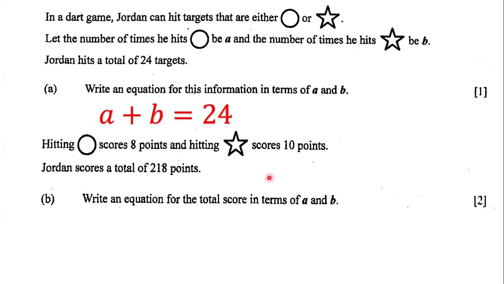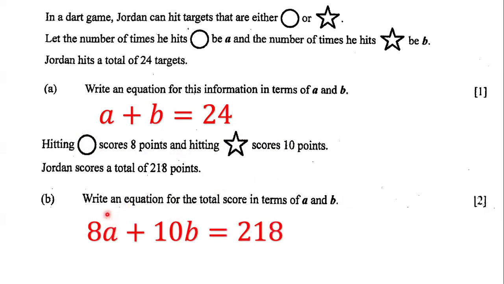And so notice that hitting a circle scores 8 points, and so we have 8A, right? And hitting a star scores 10 points, and so that's going to be 10B, because the number of times he hits a star is B, and the number of times that he hits a circle is A. So we have 8A plus 10B. And Jordan scores a total of 218 points, so that means that it's going to be 8A plus 10B is equal to 218.